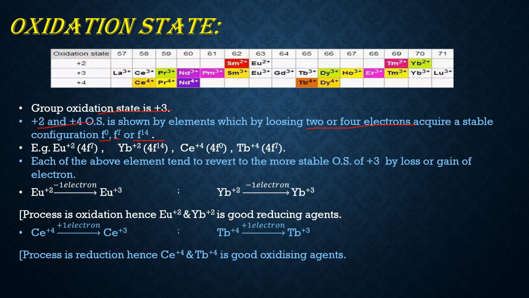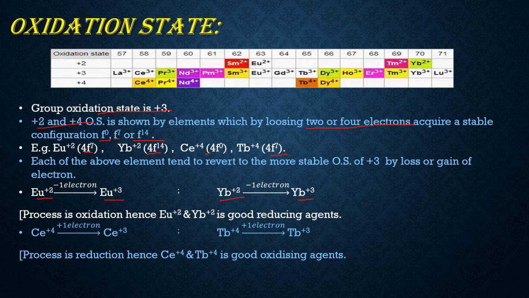For example, Eu+2 having 4f7 configuration, Yb+2 4f14 configuration, cerium +4 4f0 configuration, Tb+4 4f7 configuration. Now each of the above elements tends to revert back to its normal oxidation state, that is +3, by losing or gaining electron. For example, Eu+2 and Yb+2 come to their most stable oxidation state, that is Eu+3 and Yb+3, by losing electron.